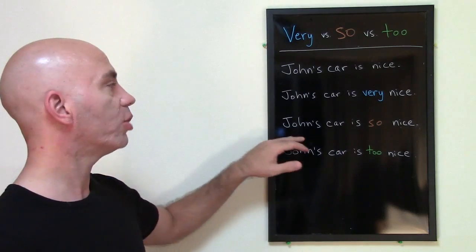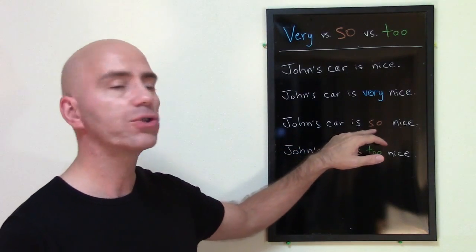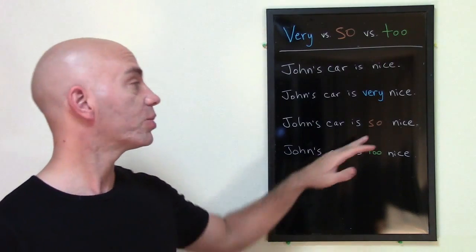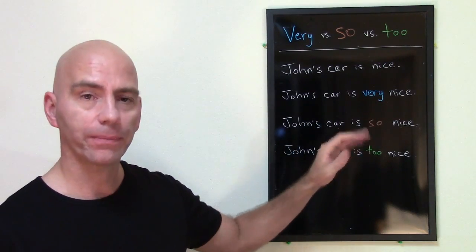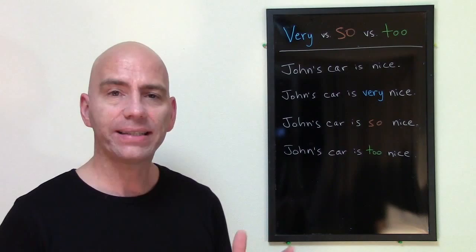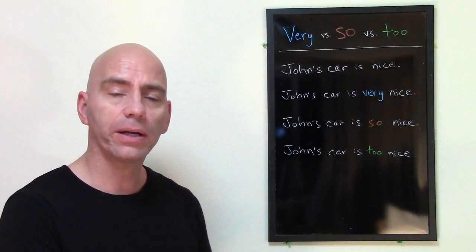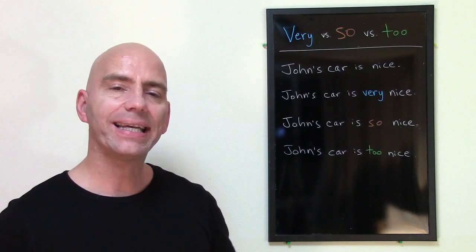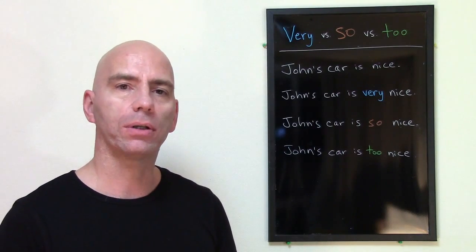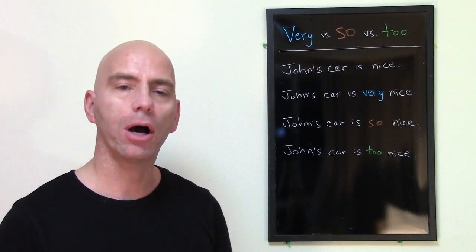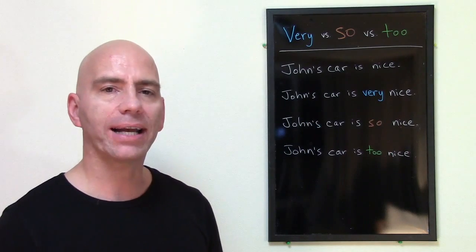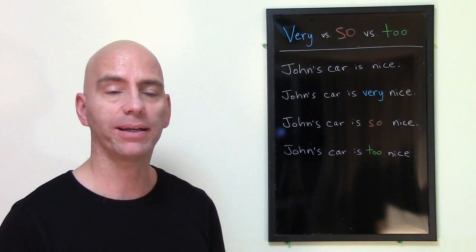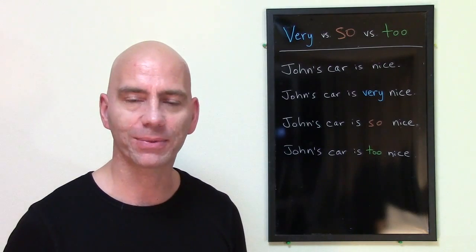Now, John's car is so nice. What's the difference between so and very? Well, the main difference between very and so is that so is an emotional expression of the word very. And usually, actually, it's a little bit stronger than very. Actually, maybe a lot stronger sometimes.